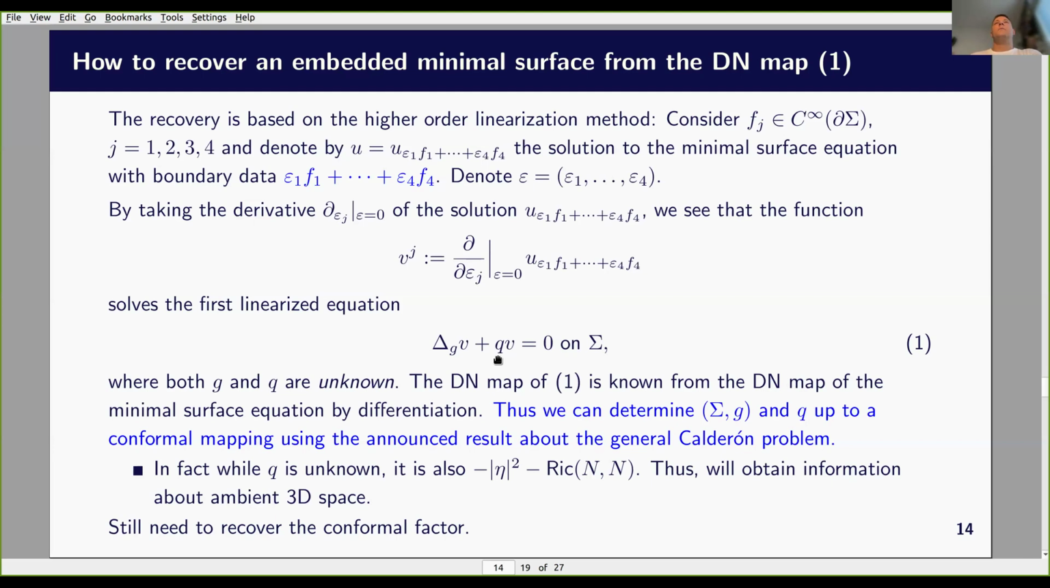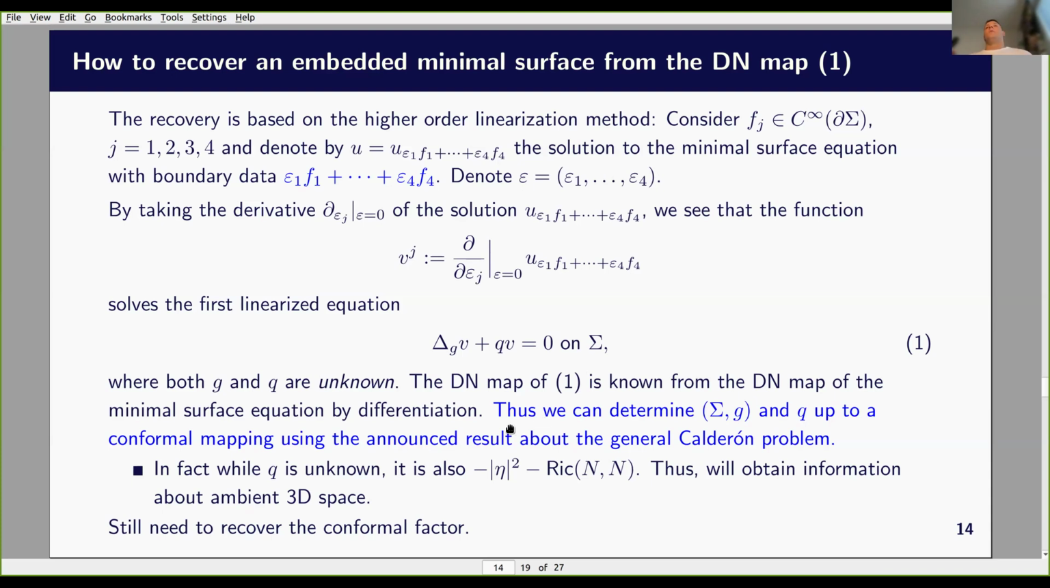Now, what do we have? We assume that we know the DN map of the original minimal surface equation, the nonlinear equation. So that means that we know the normal derivative of u here. Now, if you differentiate that normal derivative with respect to this epsilon j parameter, then you will actually get the normal derivative of v_j. So that means from the DN map of the minimal surface equation, you will get the DN map of this linear Schrödinger equation, just by differentiating in epsilon j.